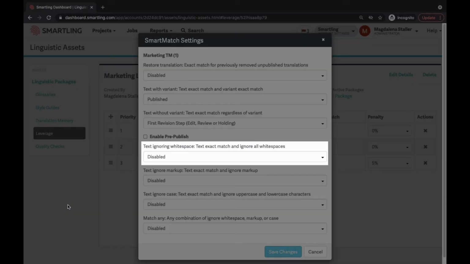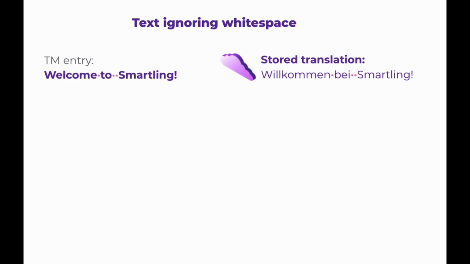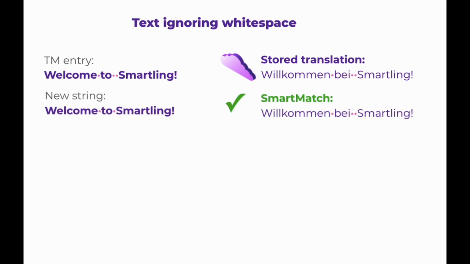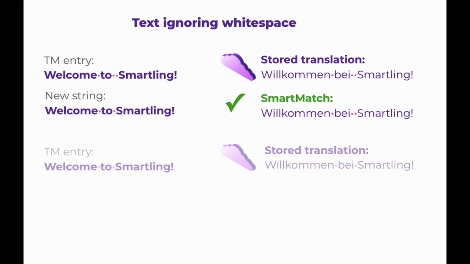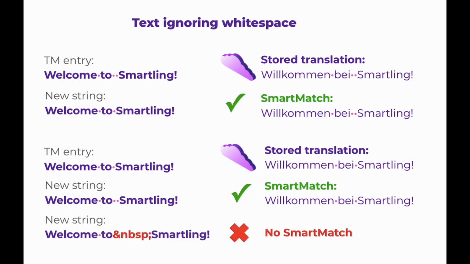With the setting text ignoring whitespace, you will get a SmartMatch if the same text has been translated before, even if the spacing around the words has changed. Any extra spaces are simply ignored. Here's how it works. If the previous text contains some extra white spaces, the new string with regular spacing SmartMatches, and the previous translation gets applied. Or vice versa, if the new string contains some extra spaces, it also SmartMatches, even if the previous string used regular spacing. The only exception here are non-breaking spaces. They are considered an actual character, so if some non-breaking spaces have been added, SmartMatch doesn't work.